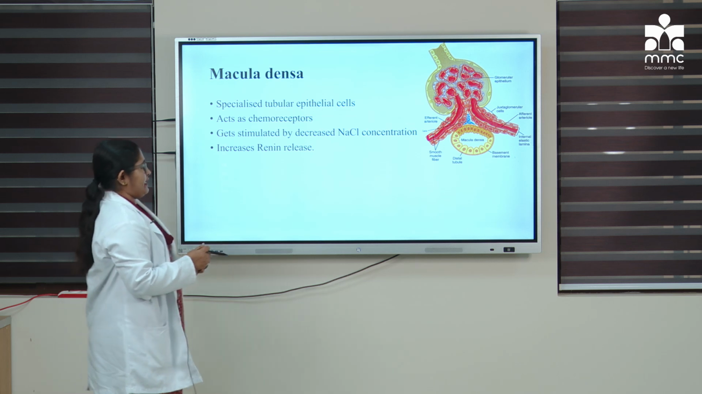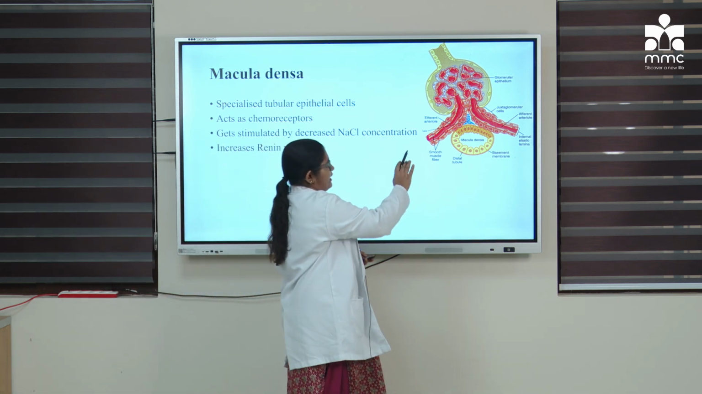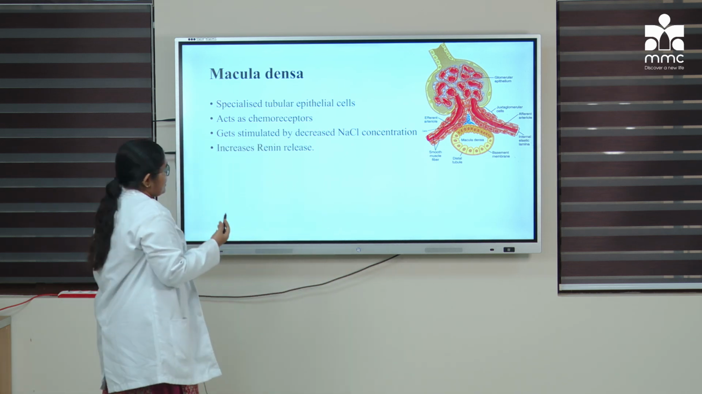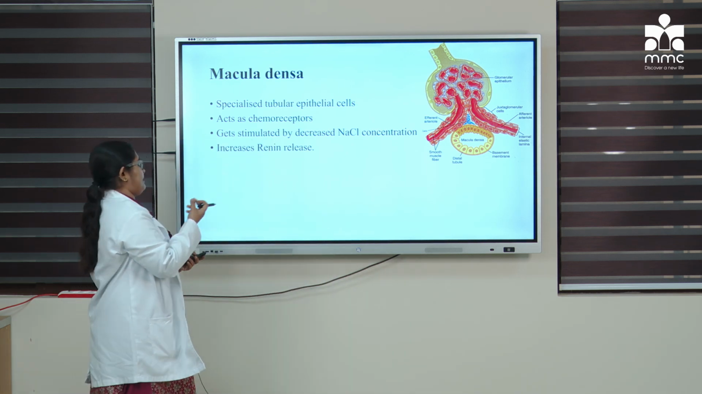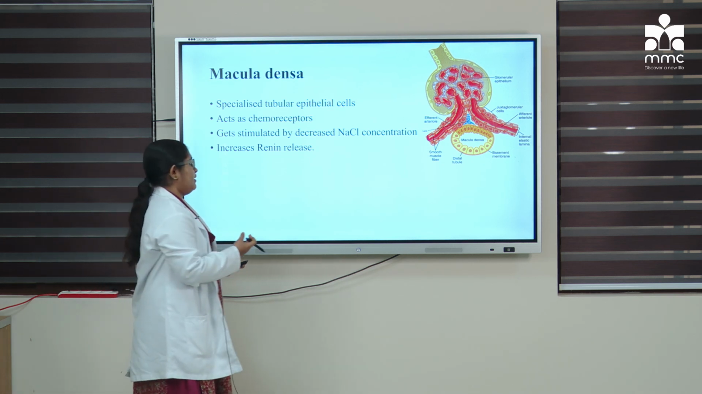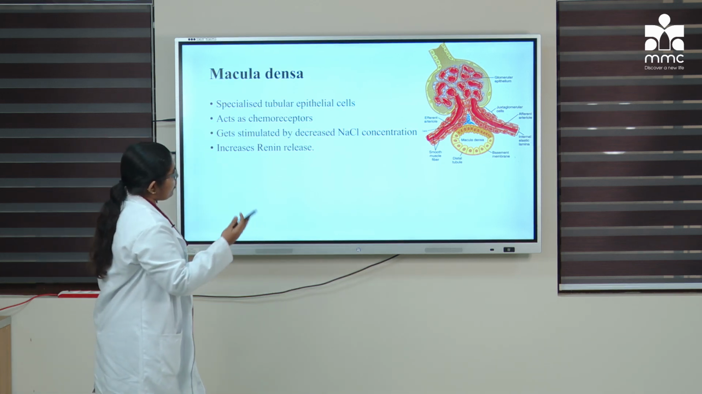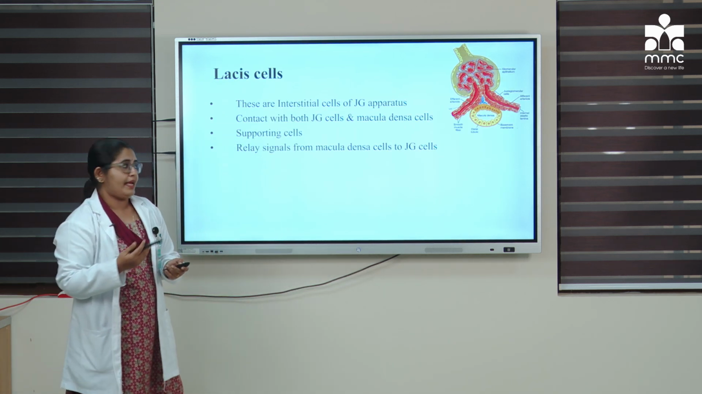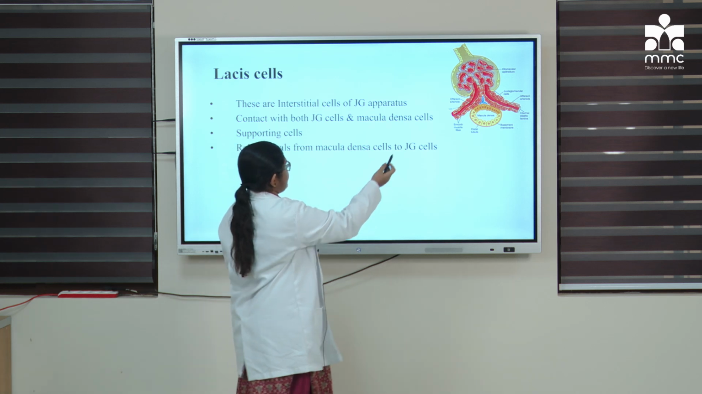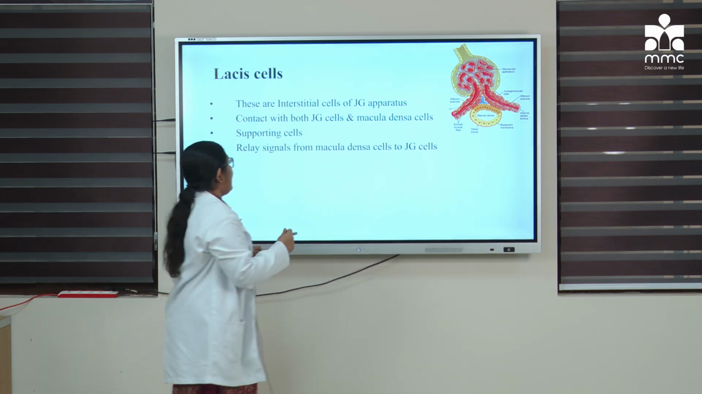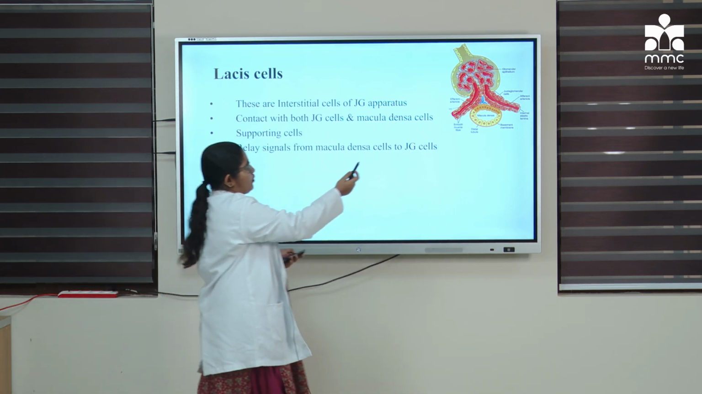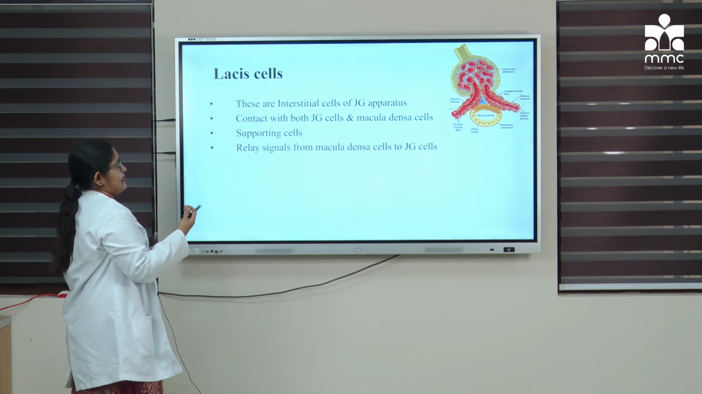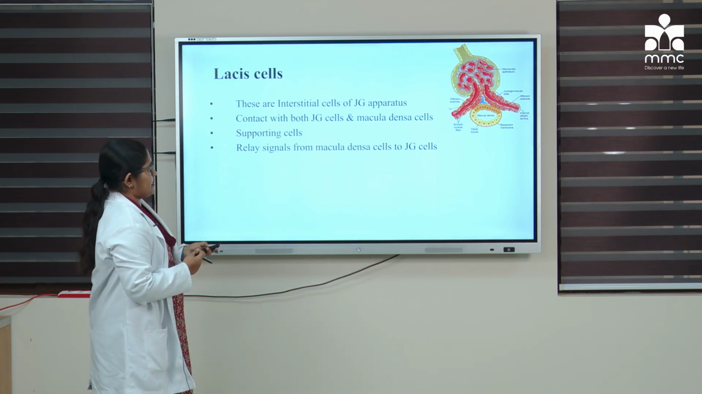Then coming to the macula densa. Macula densa is actually the modified epithelial cells in the thick ascending limb of the loop of Henle. These cells act as chemoreceptors, and they get stimulated by changes in the sodium chloride concentration, and this can also influence the renin release. Then coming to the Lacis cells, they are the supporting cells. They are the interstitial cells of the JG apparatus, and these cells are in close contact with both the juxtaglomerular cells as well as the macula densa, and they relay signals between the macula densa and the juxtaglomerular cells.